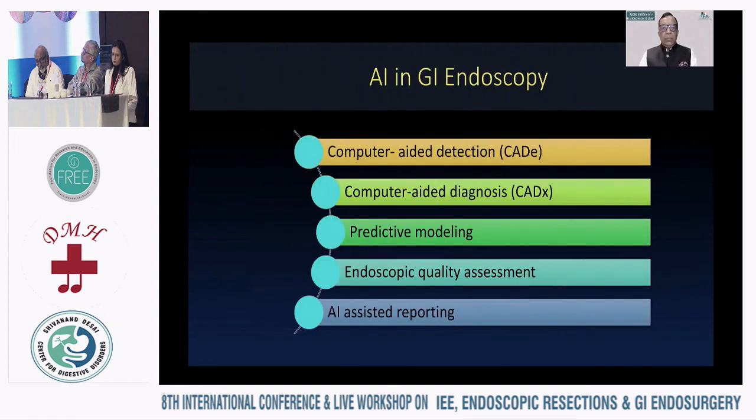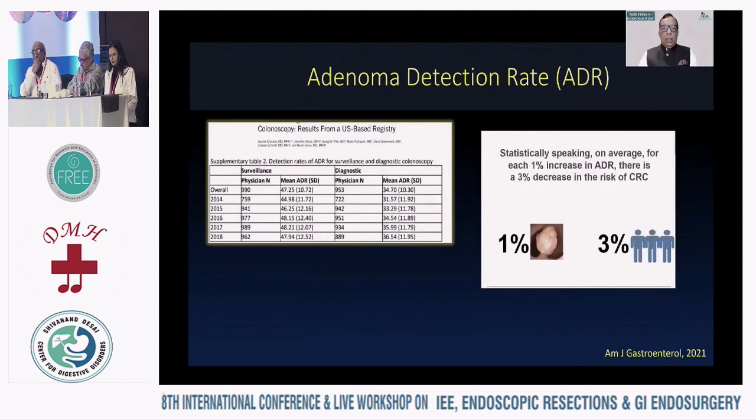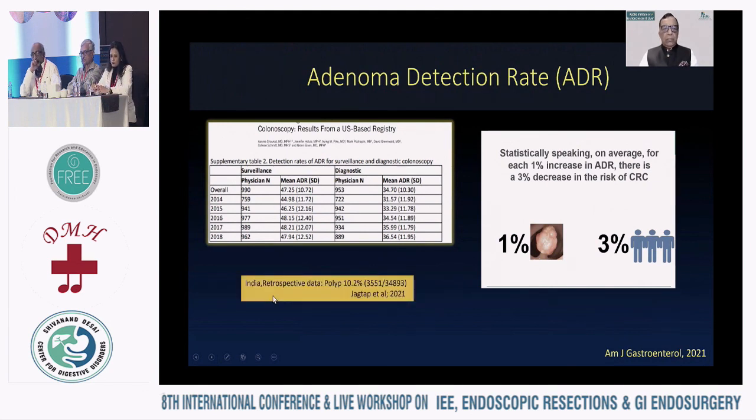AI in GI endoscopy can include computer-aided detection or CADe, computer-aided diagnosis or CADx, predictive modeling, endoscopic quality assessment, and also assist in reporting. Adenoma detection rate, we all know, is so important. In the Western world, in various studies, the rate can be as high as 30 to 40%. But even in our country, polyps are not rare, and a recent report from Hyderabad showed that 10.2% of colonoscopies had polyps.